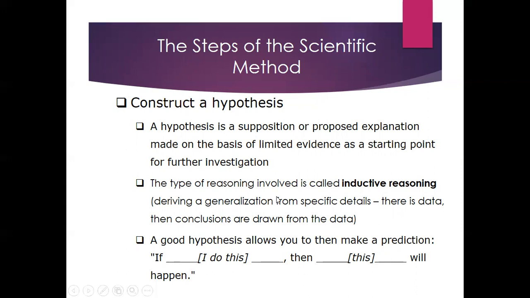Right. So the type of reasoning involved, as I said, is inductive reasoning. Deriving a generalization from some specific details. For example, you collect the data and then you draw conclusions from that data. Right. So what does a good hypothesis look like? A good hypothesis allows you to then make a prediction. All right. So you're making the prediction before you conclude the experiment. So you're making a prediction up front, but not without information.